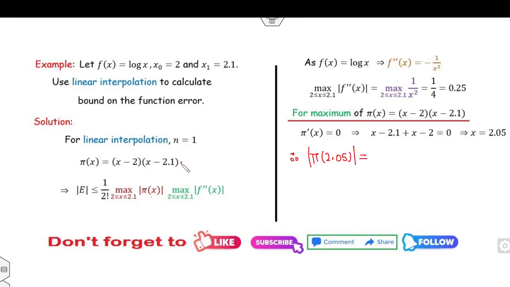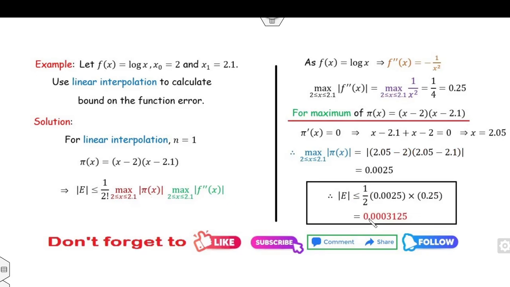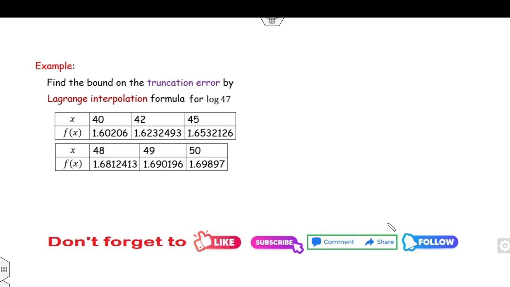Fine. So therefore, I can substitute this value into pi of 2.05 modulus. So that will be 2.05 minus 2, that is 0.05, into minus 0.05. Now once you multiply them, it will be 0.025, because it's a modulus, so the negative value will be cancelled. Substitute both the values in this given equation, and you will get the error bound here. Fine. Now I will use the same concept throughout the remaining 14 examples.